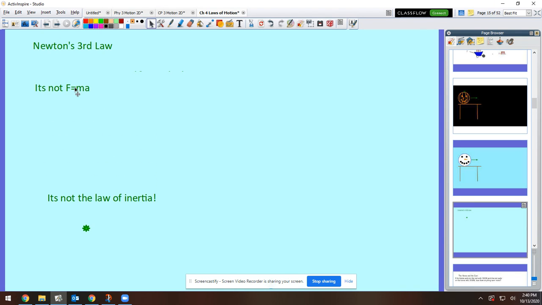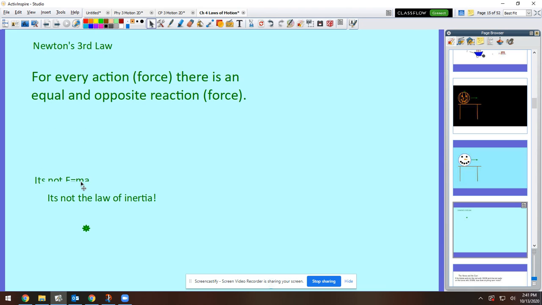It's not the second law, where force equals mass times acceleration, where we talk about how the force and the acceleration are directly proportional and the mass and the acceleration are inversely proportional. That's not what we're talking about. Instead, it's this one. For every action force, there is an equal and opposite reaction force.